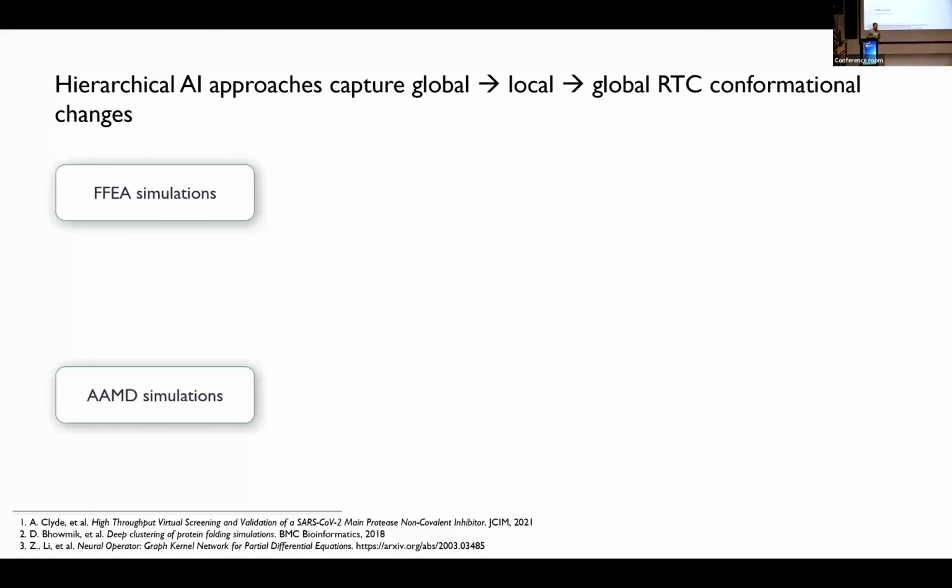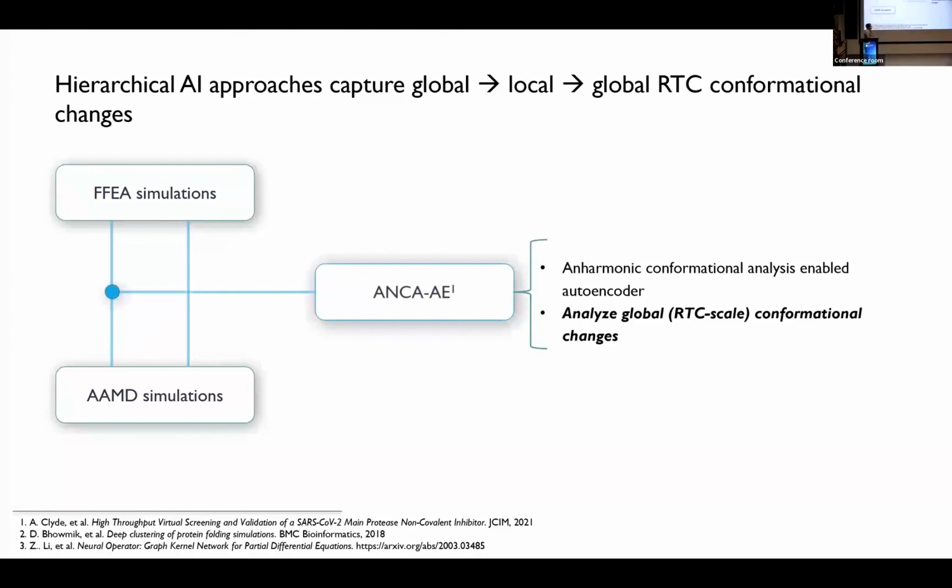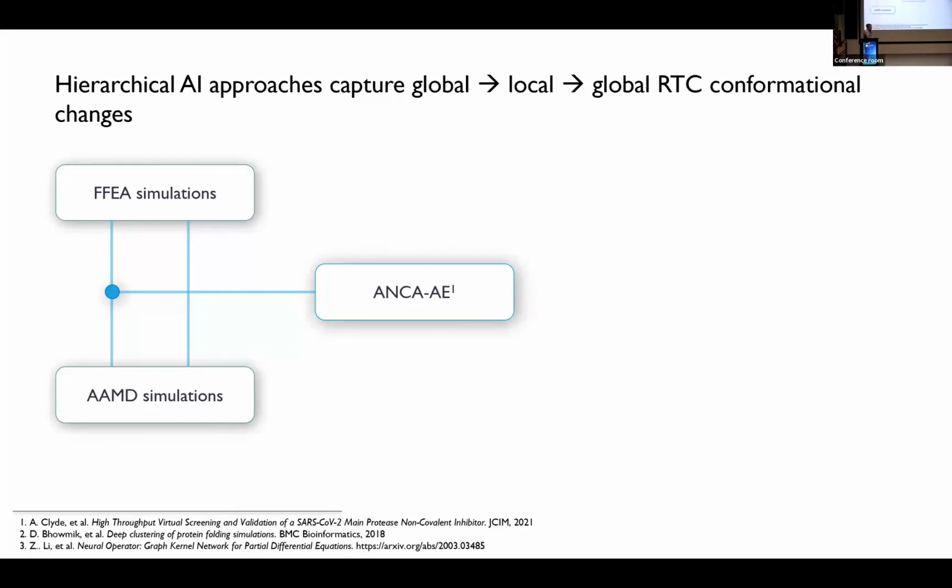So how does that look? This hierarchical AI approach actually captures 3 different levels. One is Anka AE, which is anharmonic conformational analysis enabled autoencoder. You're welcome to see the papers. They talk a lot about the methodological detail and so on. This follows the higher order statistical fluctuations in atomistic data, and then tries to build representations for them.